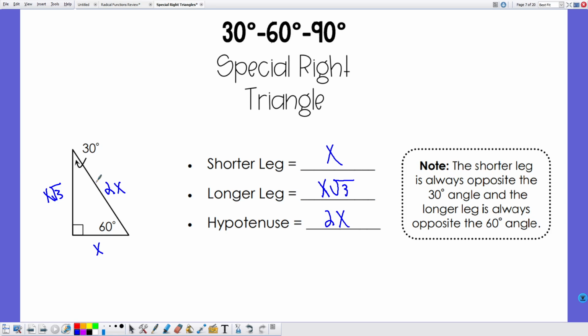So if I have a 30, 60, 90 triangle, as long as I know one of the side lengths, I can find the rest fairly easily using this ratio laid out. So in the next video, we will explore some problems involving this type of triangle.